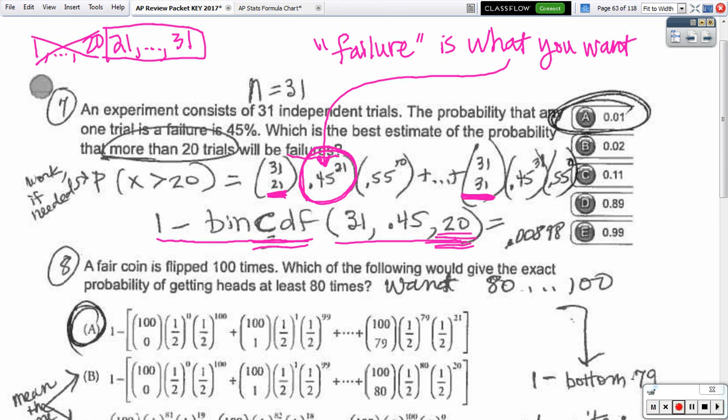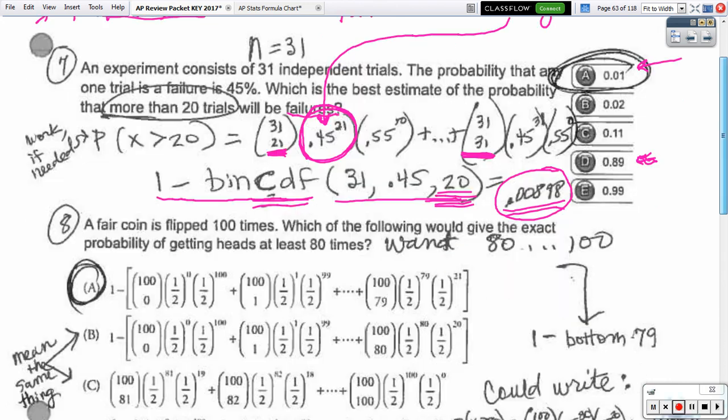Now, this was kind of tricky. This was misleading, I think, in a sense. The answer is 0.00898. And so your eye is drawn to this answer choice D. But it's not that. It's rounded to 0.01.